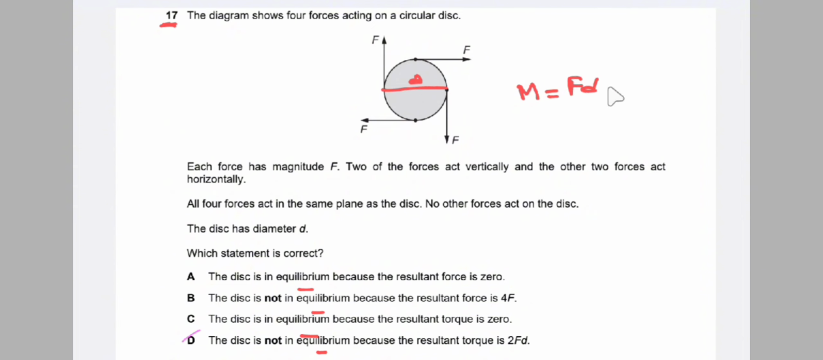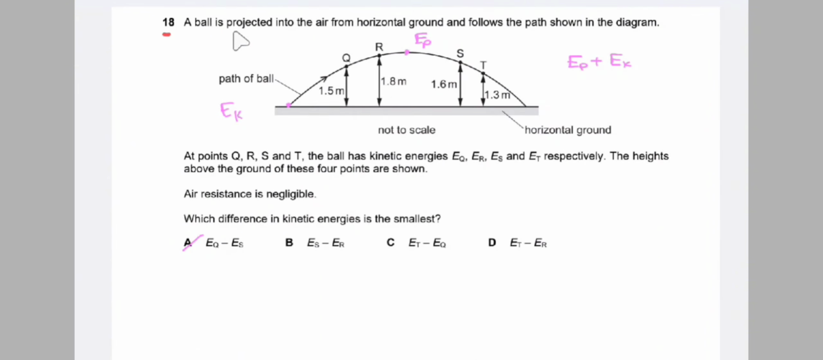So moment of force is the product of force and the distance between the forces. Similarly, the product of force and the distance between the two forces, that is d, that is Fd. So the moment comes to be 2Fd, that is, the resultant torque is 2Fd, and since there is a resultant moment, the object is not in equilibrium. So not in equilibrium.